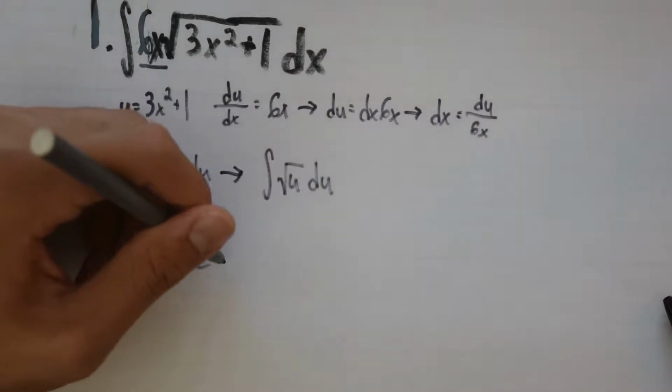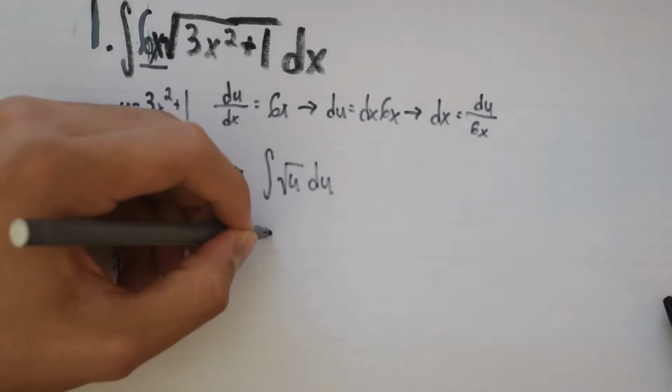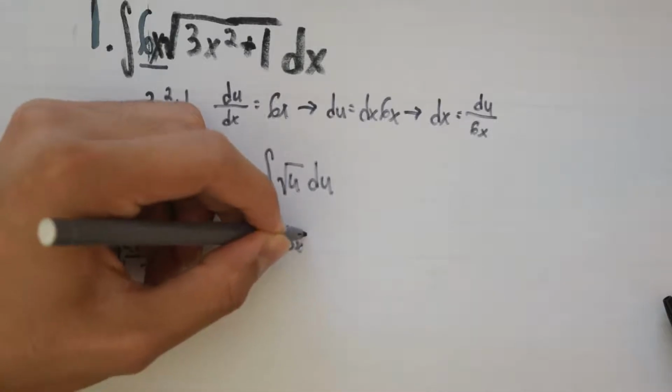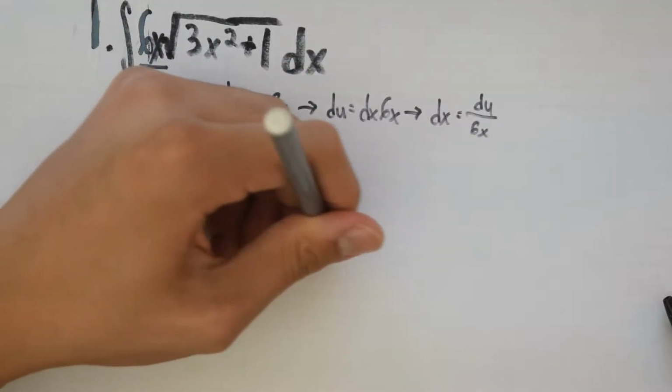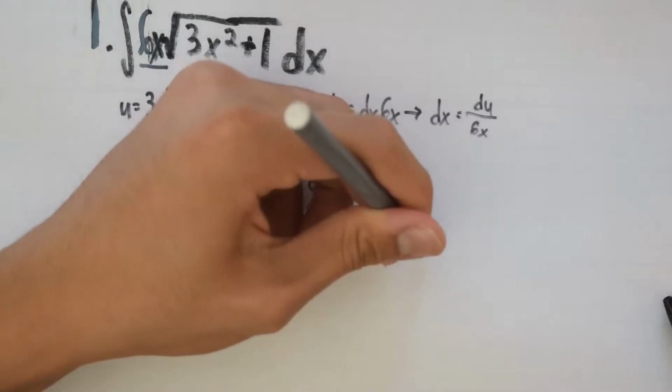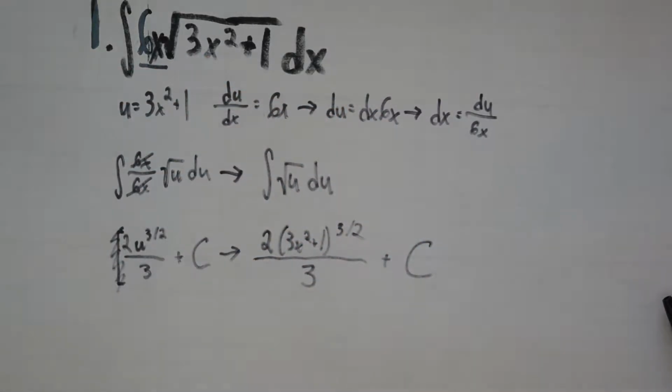Anyways, we just plug the u back in, so we have 3x squared plus 1 to the 3 halves power, all over 3, and then plus c. And that's our first problem.